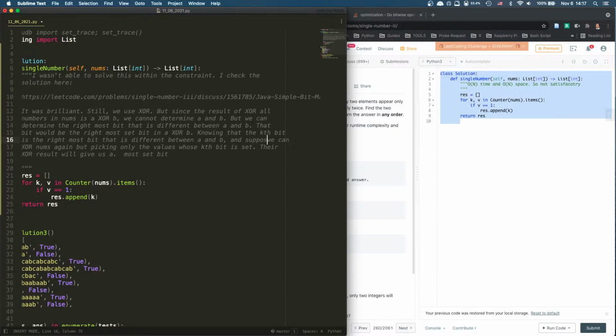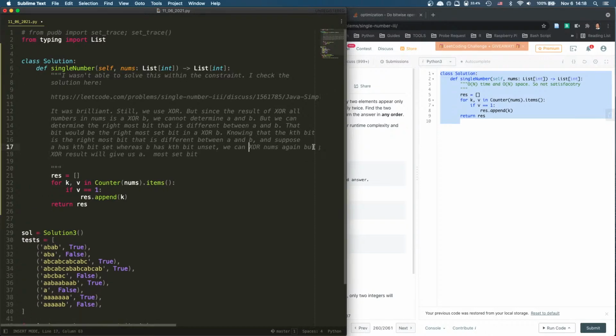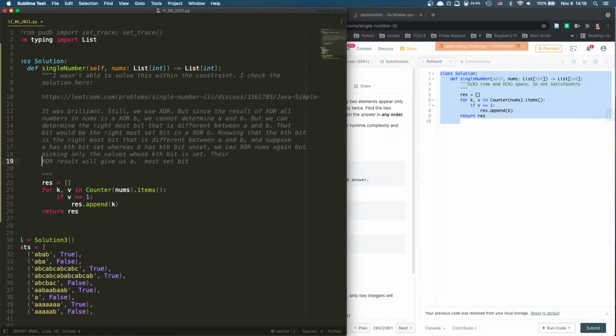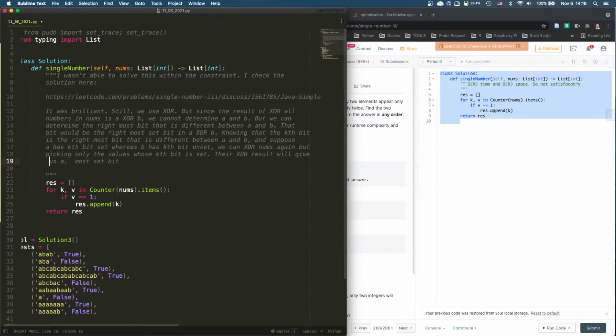And suppose A has the kth bit set, whereas B has the kth bit unset. We can split our numbers again, picking only the values whose kth bit is set, which will therefore give us A. And we can obtain B by A exclusive OR B exclusive OR A. So that's the trick.